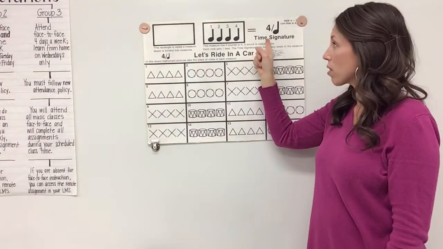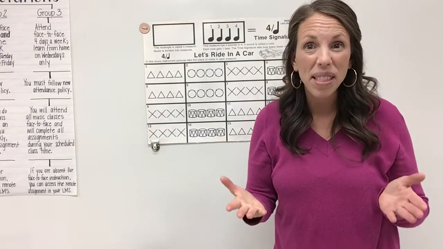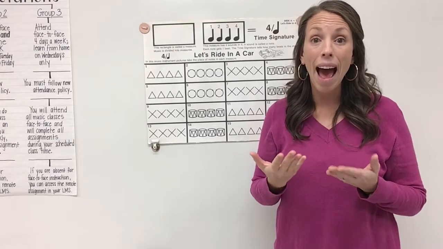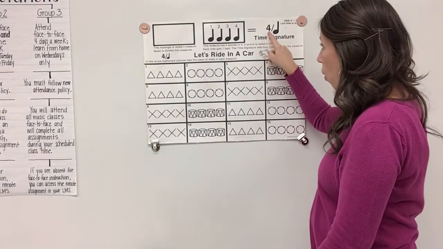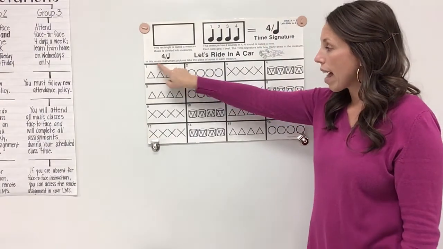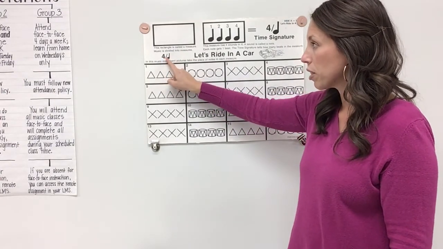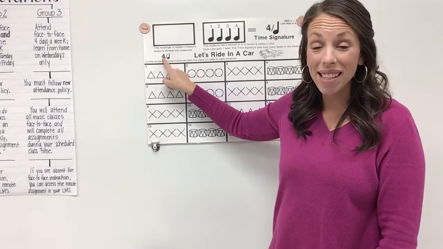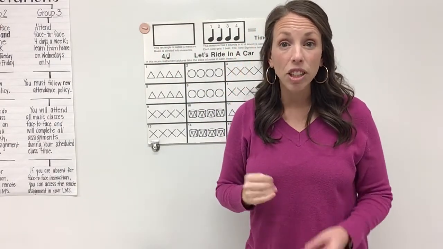This music symbol here is called a time signature. Can you say time signature? And a time signature is a very important music symbol because it tells us how many beats will be in each measure. And we always look at the very top number to tell us. So if we look at the time signature, 4 over a quarter note, remember, we're going to look at that top number, and we can see that it's a 4, which means there will be 4 beats in each measure.